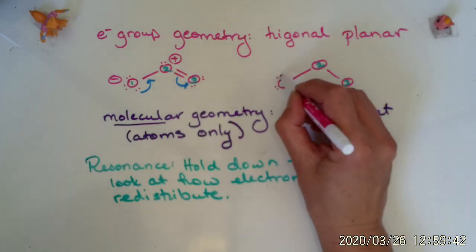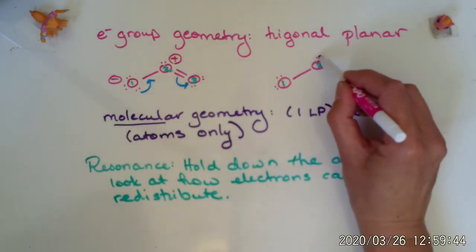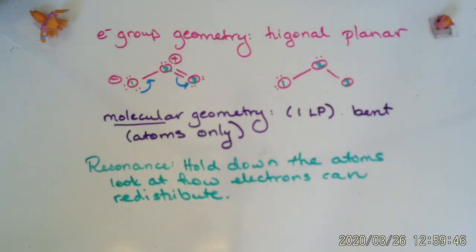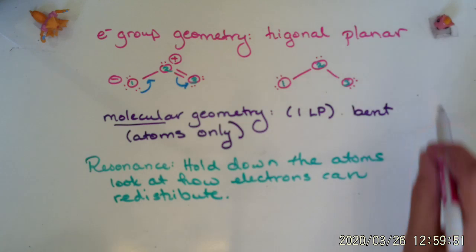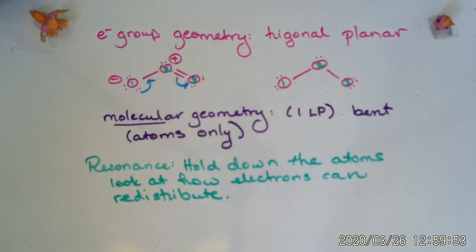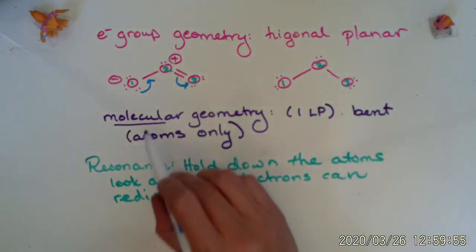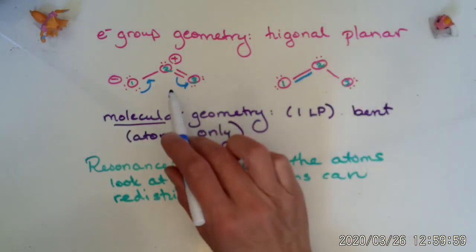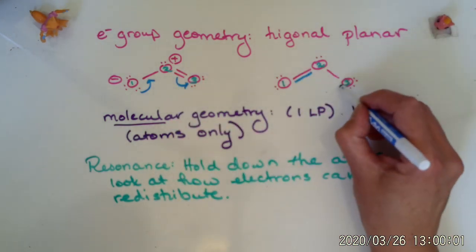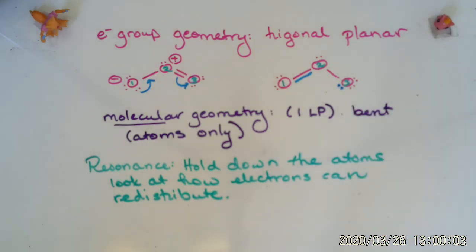Here are my lone pairs I haven't touched. I haven't touched this one. And these lone pairs I didn't touch. So let's follow the arrows. Now my arrows say these electrons become a bond, and this bond becomes a lone pair of electrons.